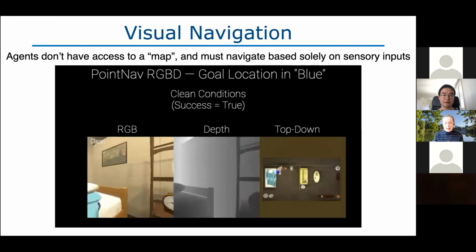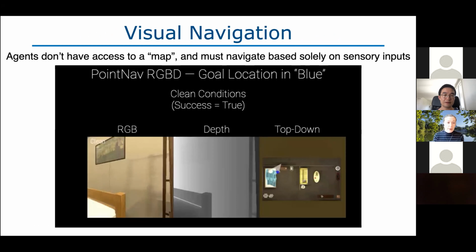And here's an example of an agent moving around in the scene to arrive at the correct object.